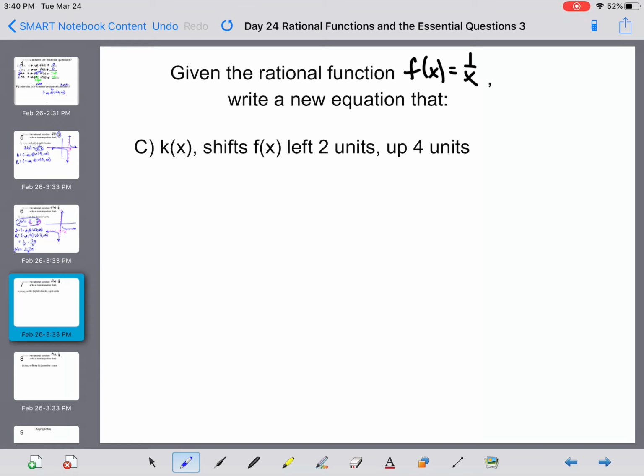All right, let's look at k of x. And we're going to be shifting it left 2 units. So that's going to go with the x and opposite of what we think. So that's going to be 1 over x plus 2. And then up 4 units is going to be plus 4.